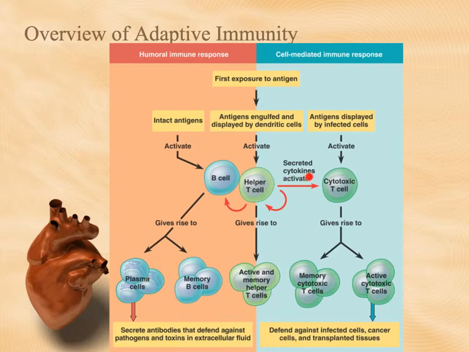The helper T can also stimulate cytotoxic T cells, which bind directly to infected cells and release perforins and poke a bunch of holes in it. They also release memory cells too, so that way if any of this stuff happens to show up again, we have these memory cells, and they basically eliminate this whole process. They just immediately start dividing and start releasing antibodies or start attacking the cells directly.